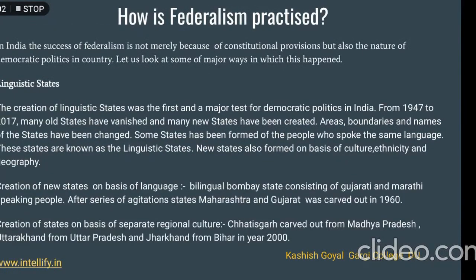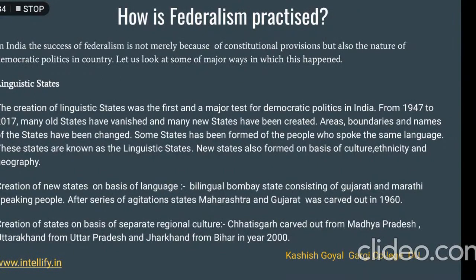Moving forward, now we will talk about how federalism is practiced. So this federalism model which India has adopted, many countries have adopted the same model. But what is the uniqueness of the federalism structure which India adopted, right? The federalism model which India adopted is unique in its kind. It's very democratic in nature and also growing through time. So we'll see how the federalism model which India adopted makes it more unique and democratic.